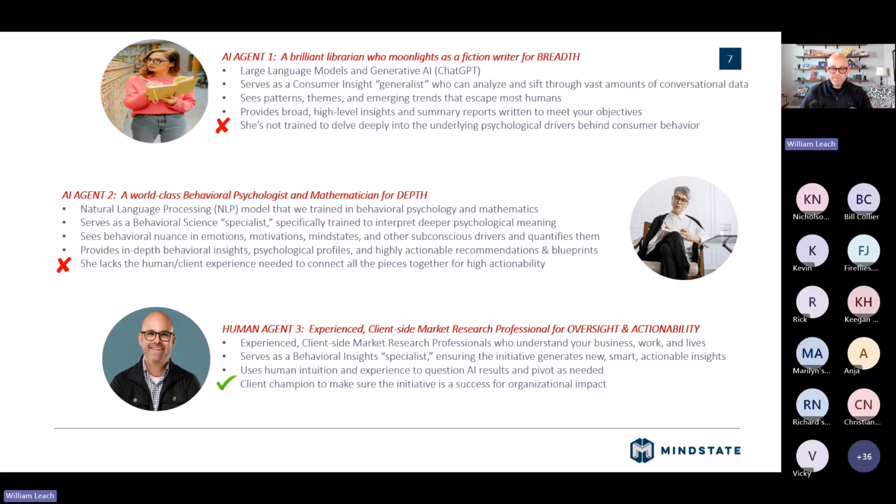So our agent number 2, I like to think of her as this world-class behavioral psychologist and a mathematician, where the AI agent for the librarian is about breadth. The second agent is about depth, really truly understanding human behavior. So that's why we're using NLP models that we've specifically trained in behavioral psychology and mathematics. Now, this is going to serve as this behavioral science specialist.